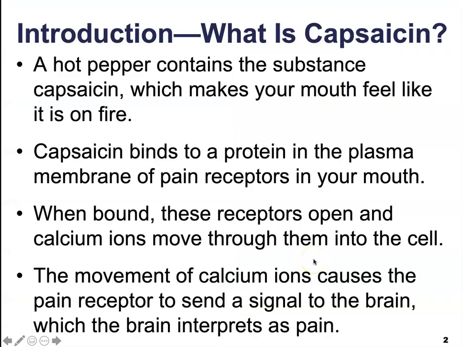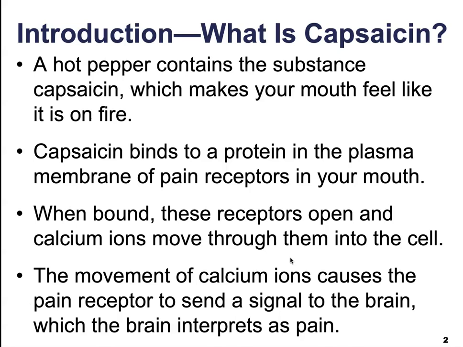There we go. Okay, you know how the chapters always have a little introduction. This introduction is about something called capsaicin, a substance in hot peppers. That's the chemical that makes your mouth feel like it's on fire. Capsaicin binds to a protein on the plasma membrane of the pain receptors in your mouth, and that's what causes that feeling.